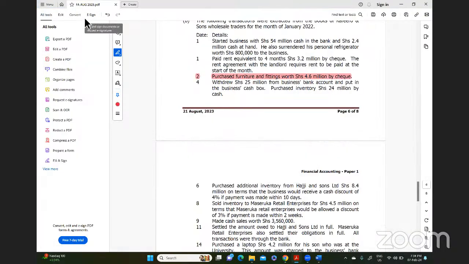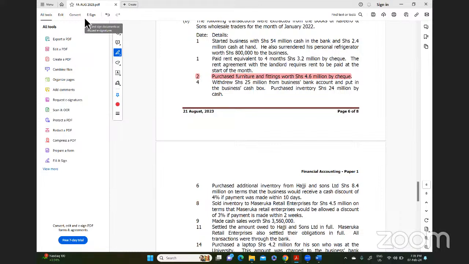So we're purchasing inventory of 24 million by cash. Now, these two purchases are different. The first one, we purchased furniture and fittings. And now here we are purchasing inventory. When you purchase inventory, the treatment of that in the ledgers is different from when you purchase furniture, because furniture and fittings is a non-current asset. You're not in a business of selling that. Now, what you do, you recognize that very item.